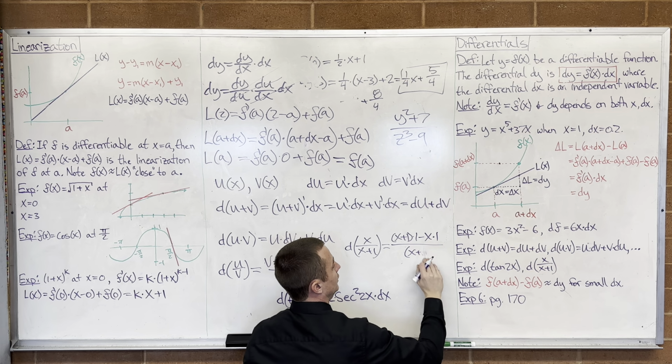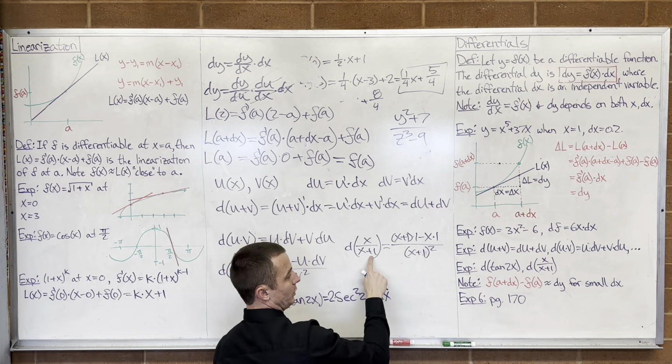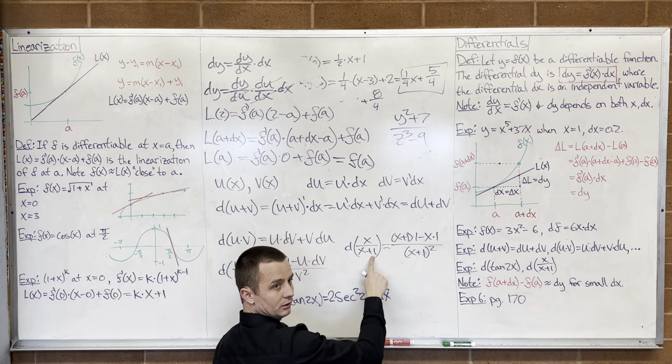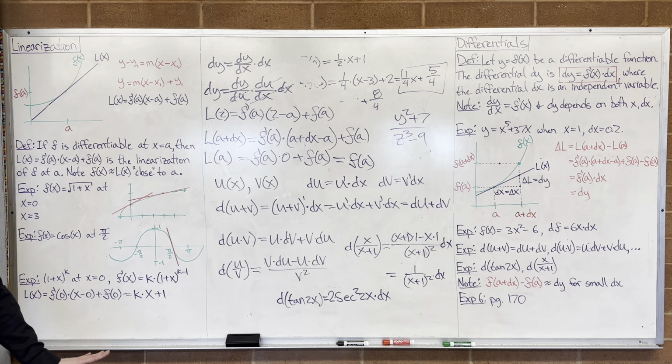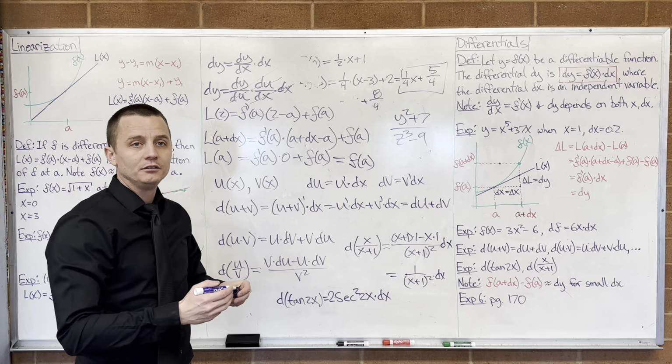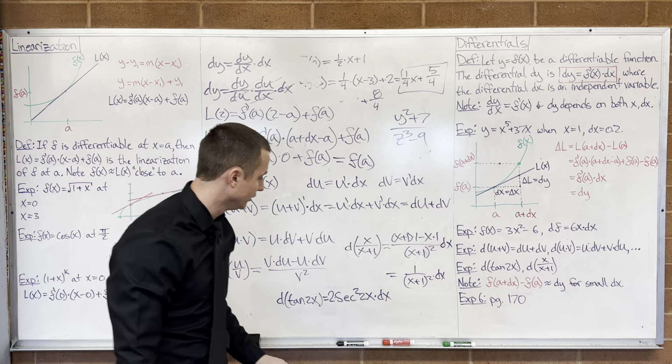What's the derivative of the bottom? 1, plus 0. And so on the top we get x plus 1 minus x. Or in other words, we get 1 over x plus 1 all squared, times this dx. Do we simplify that? Not simplify. You don't want to unfactor it. Factoring is always nicer than... I shouldn't say always, but typically.